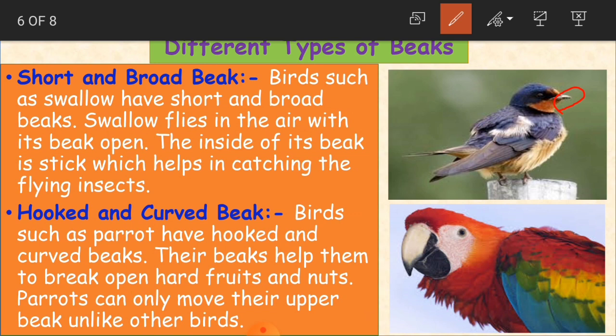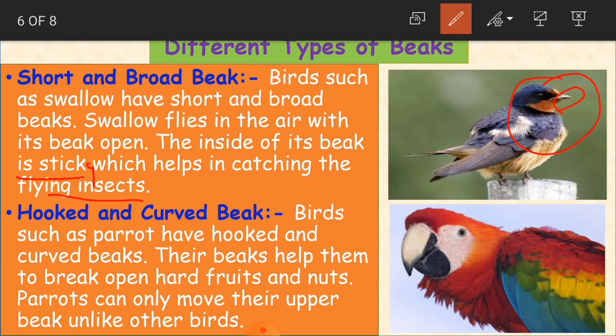See children, now normally most birds fly in the air. So when they fly, it keeps its beak open. Why does it keep its beak open? Beak is nothing but the mouth for it, no? Why does it keep its mouth open? The inside of its beak is sticky, which helps in catching the flying insects.